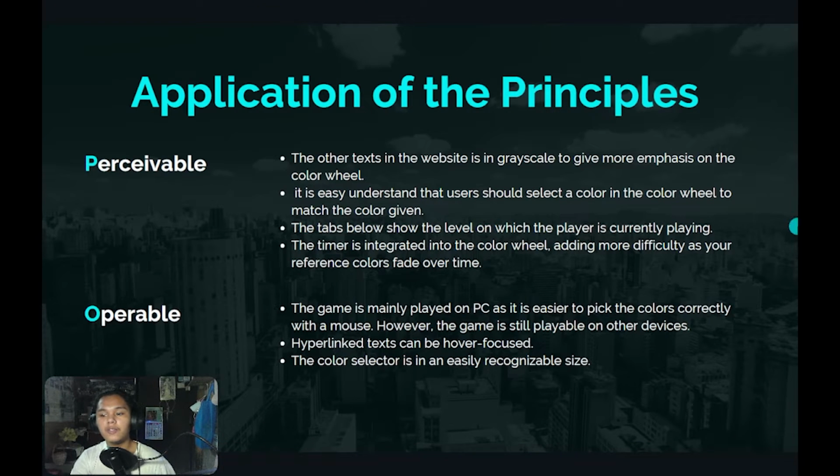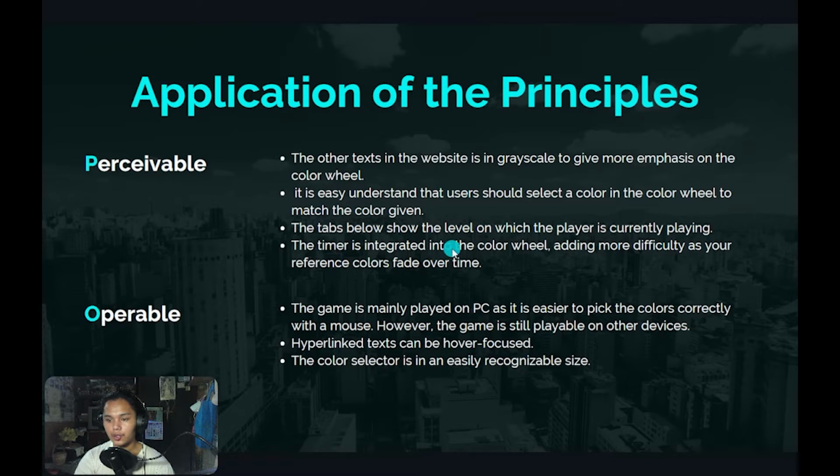And so for the application of principles, first, as discussed by Mark, the first one is perceivable. The other text in the website is in grayscale, the one that tells us that we can play the game in colorblind mode. It is in grayscale to give more emphasis on the color wheel. So it is easy to understand that users should select a color in the color wheel to match the color given. So it is immediately recognizable by first time users.